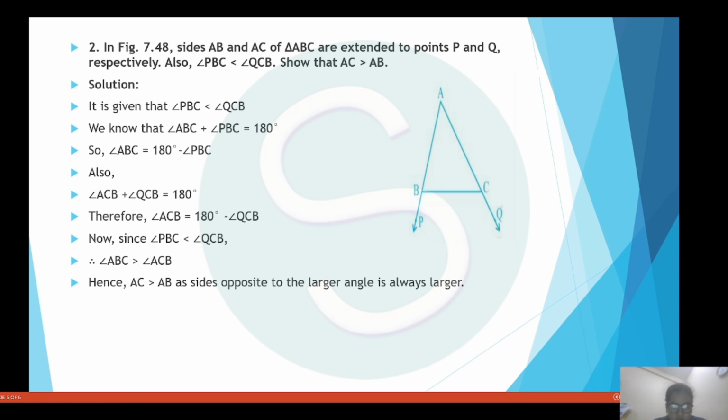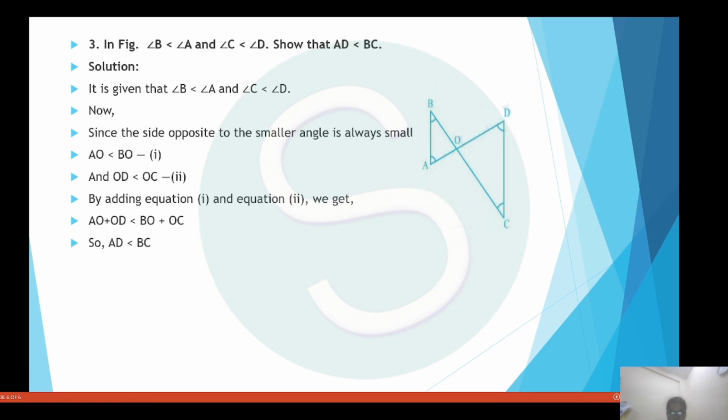Now, again we will use the property that if in these two angles ABC is greater than ACB, then the side opposite to the larger angle is always larger. So if ABC is larger, the side opposite to it is AC, and the side opposite to ACB is AB. So if ABC is larger, then AC will be greater than AB by the property that the side opposite to the larger angle is always larger.